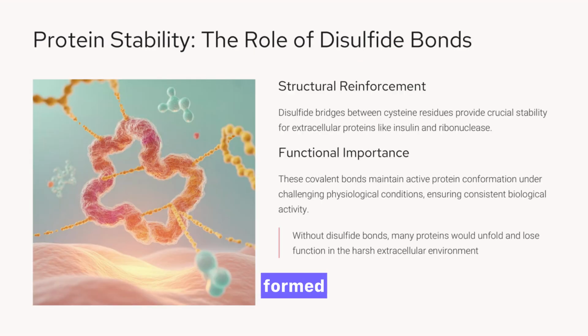Disulfide bonds formed between cysteine residues are vital for protein stability, especially in extracellular environments. They reinforce structures like insulin and ribonuclease, maintaining their active conformation. These covalent bonds ensure proteins remain functional under physiological stress, preventing unfolding and loss of activity.